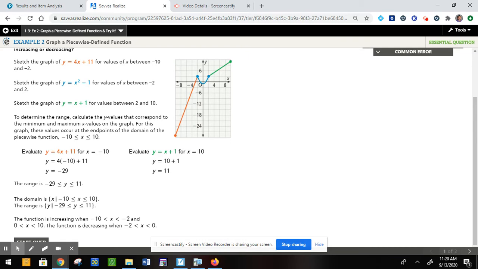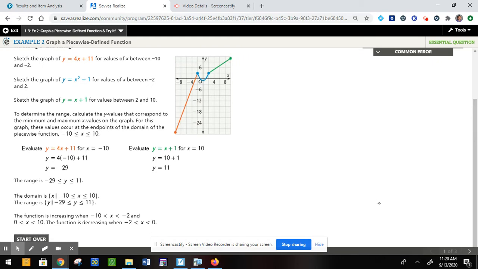For where it's increasing, well, it's increasing over the orange part, right? So from -10 to -2. It's actually decreasing from -2 to 0, right? So for that first half of the blue part, it's a decreasing function. So it's decreasing from -2 to 0. And then from 0, so the second half of the blue part and all the green part, it's increasing. So from 0 to 10, it's considered increasing.